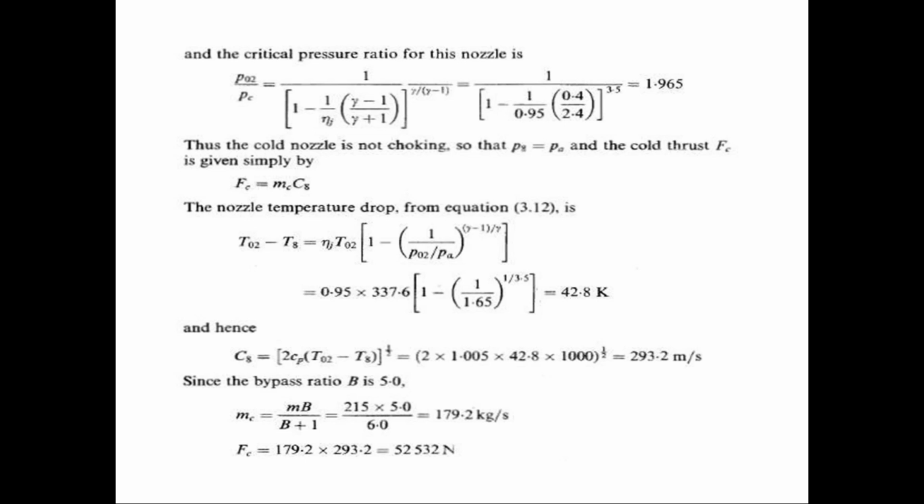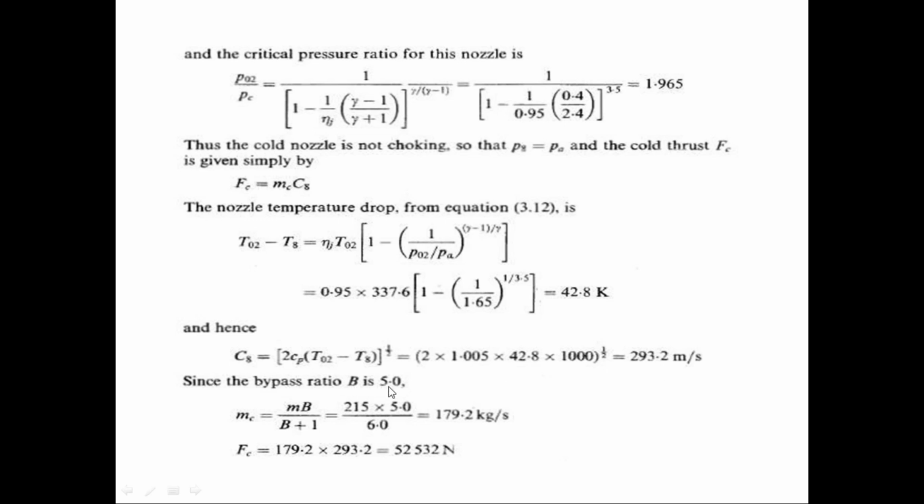And for the C8, which is equal to under root 2 Cp, T02 minus T08. So you can find out the value of Cp. So you can find out the value of C8 is under root of 2 into 1.005 into T02 minus T08, which is 42.8, into 1000. So C8 is equal to 293.2 meter per second.